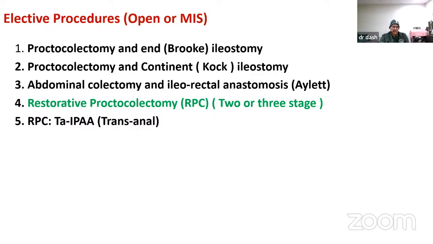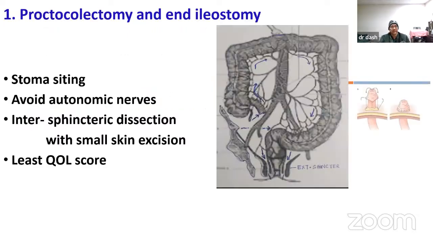So this is mostly done all throughout the world now, 90 to 95% of cases. And this is a recent technique described since 2019, to do a restorative proctocolectomy and do a pouch anal anastomosis through the transanal route, transanal excision of the rectum, and do a transanal pouch anal anastomosis. Proctocolectomy and end ileostomy I have already described for the emergency procedures.